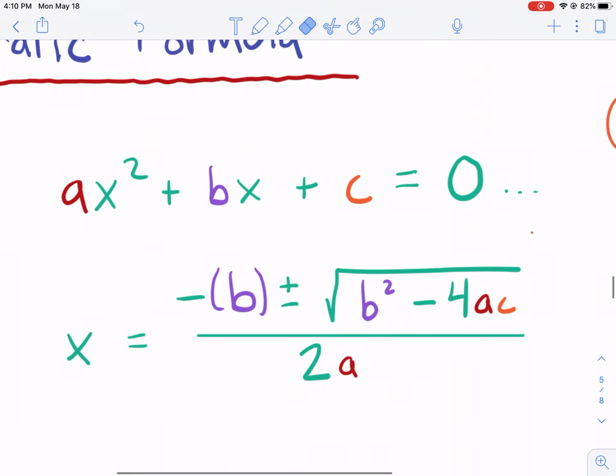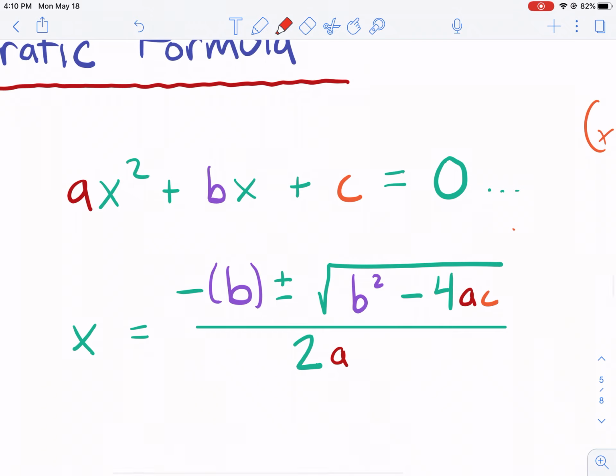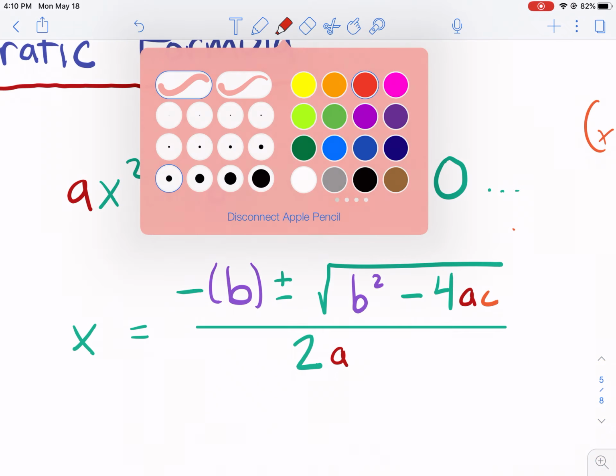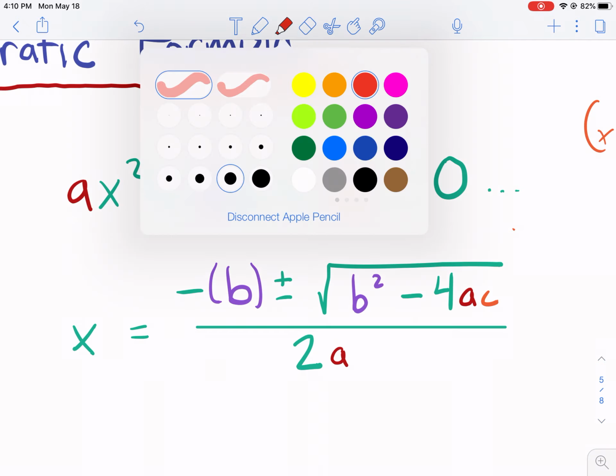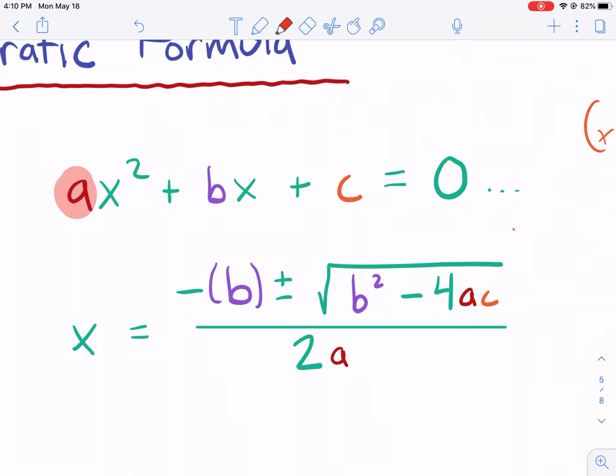Now, let's just go over a couple things. You've probably seen this before, but just in case you haven't, A is always going to be the coefficient of x squared. So whatever the x squared or the n squared or m squared, whatever it is, A is that coefficient, and it gets plugged into these locations.